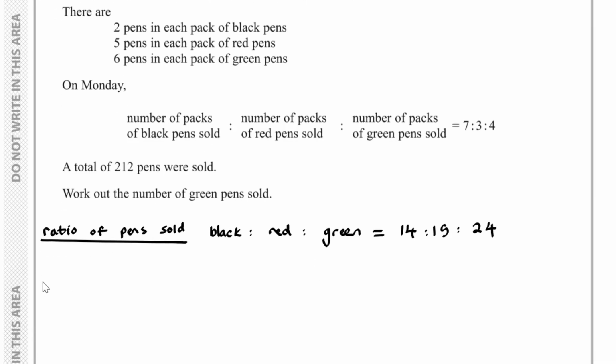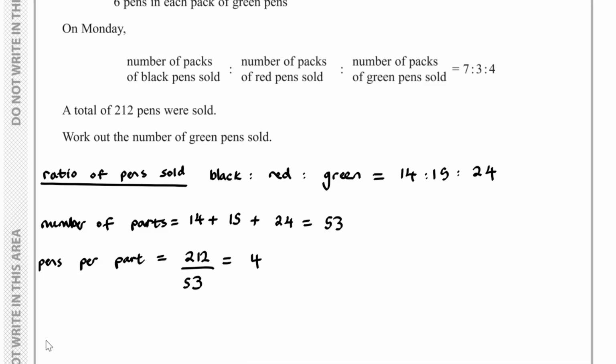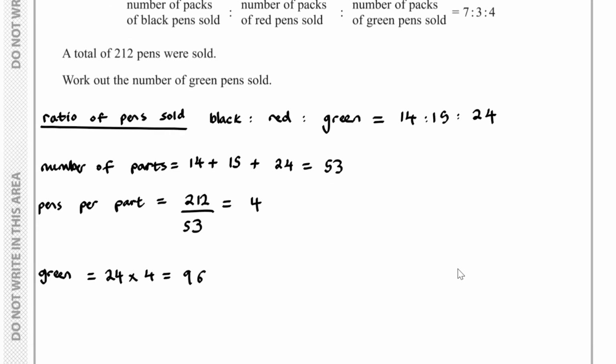So first of all, we can find the number of parts. And if we do that, 14 plus 15 plus 24, that's equal to 53. So therefore, the number of pens per part, that's equal to 212 divided by 53, which is 4 pens per part. And therefore, the number of green pens, that will equal 24 multiplied by the 4, which is 96. So we have 96 green pens which are sold.